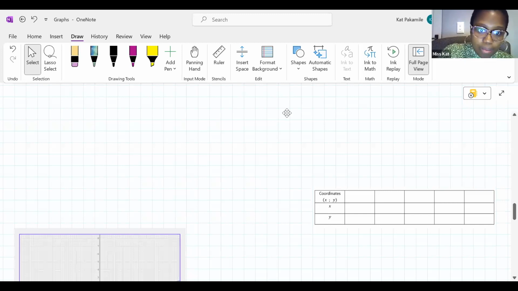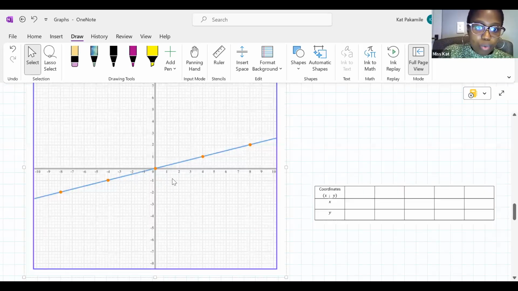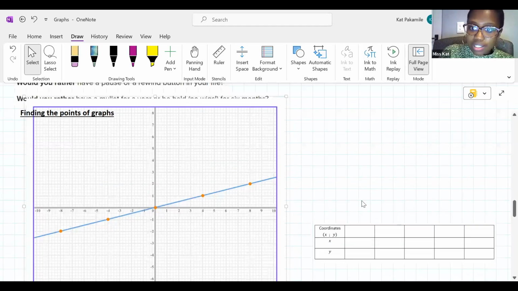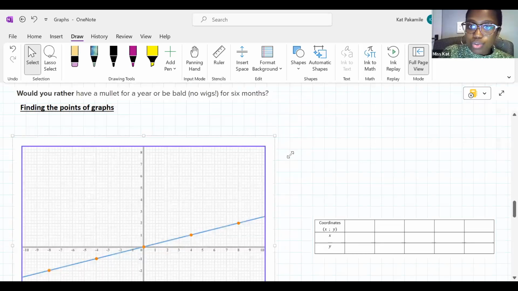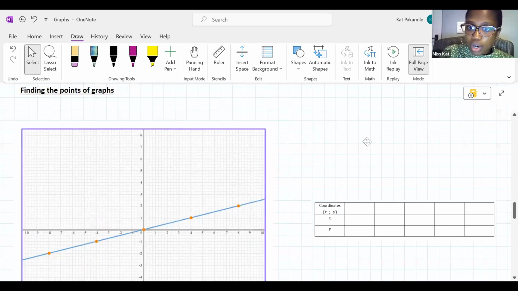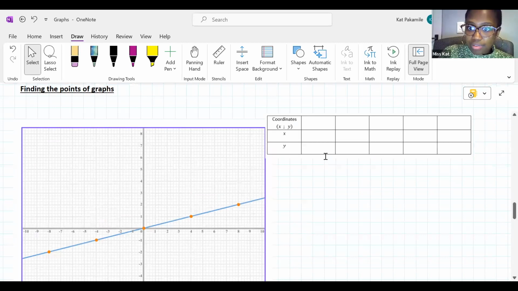So I'm going to need you guys to tell me the 1, 2, 3, 4, 5 points that I have on this graph right now. You guys are going to have to tell me what the X and Y coordinates are. We're going to write it down in our table and use those to find the equation of the graph. Are we with me? Okay.